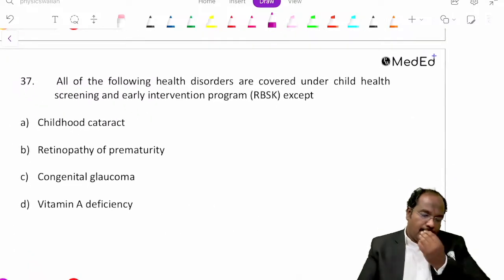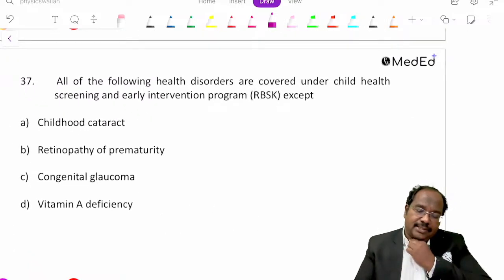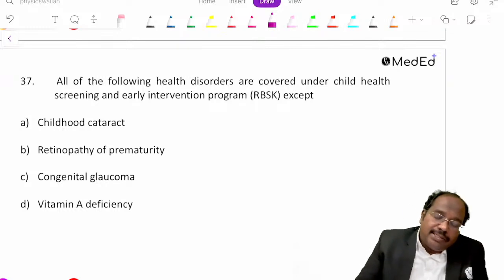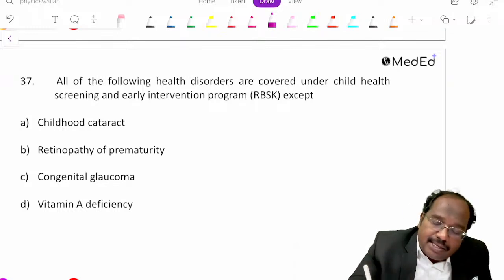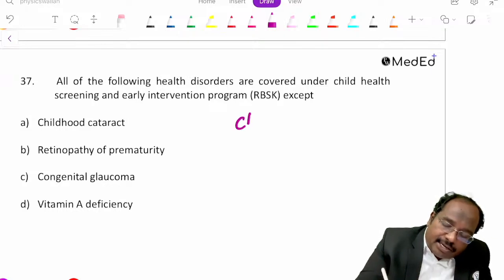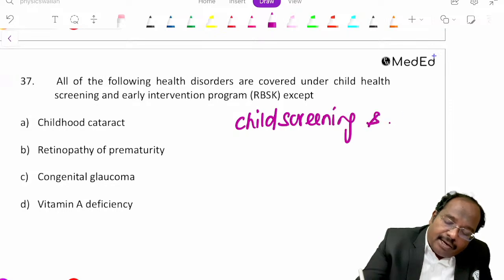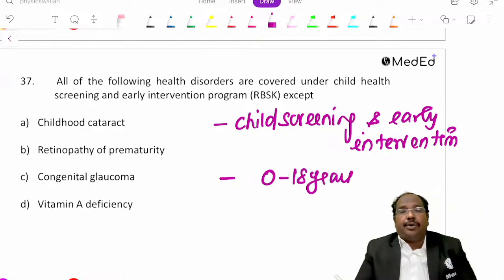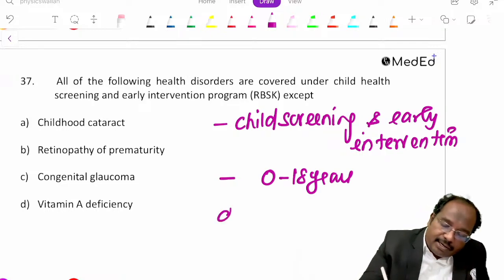Next question. All of the following health indicators are covered under child screening, RBSK, except. So what is this RBSK? RBSK is for child screening and early intervention. We are going to screen children between 0 to 18 years.